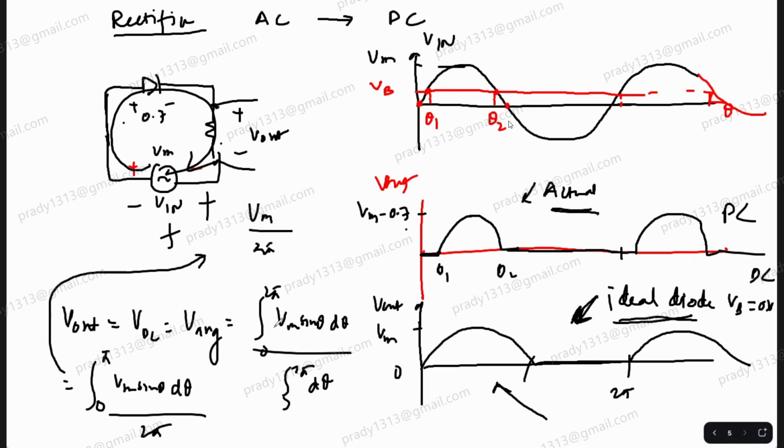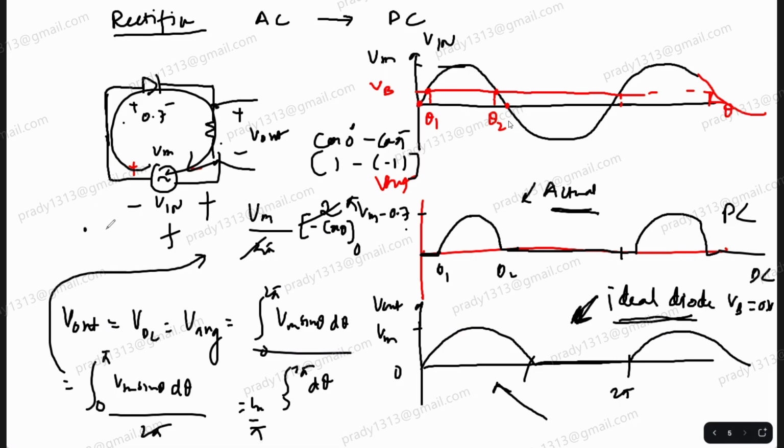If you integrate sin theta, what will you get? Minus cos theta. Now you apply the limits, what will you get? You will get Vm by pi. So that is the output if you measure here.